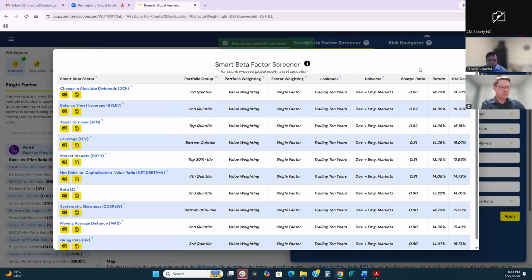And you look at here, the universe is developed plus emerging markets, and you see a lot of good Sharpe ratios at this level. This is primarily at the country level. Mind you, there's no security level selection happening here. It's just primarily country selection. Look at 0.88, 0.82. This is the kind of alpha that I was trying to talk about that we were missing out by not capturing country premiums. Let's take a small example.